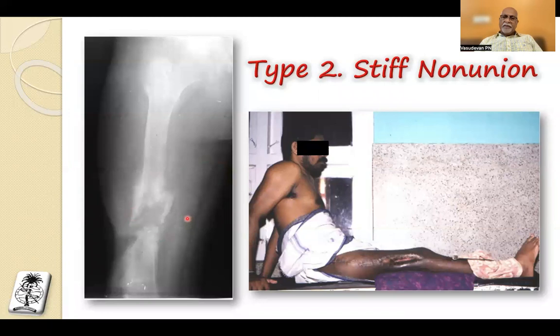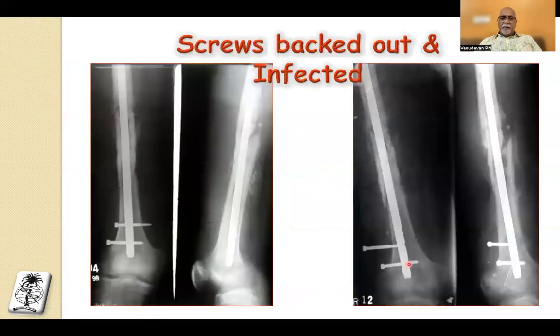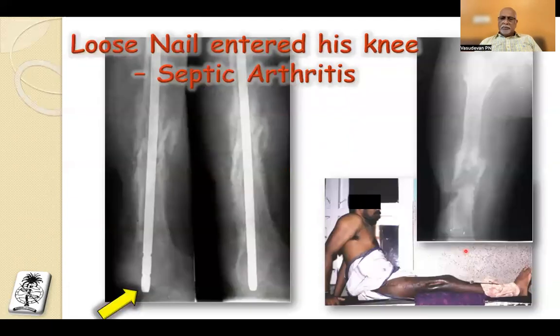I'm giving you an example here. A type 2 stiff non-union. You can see some sort of callus there. But you can see the old infected scar and the black colored post-infective sequelae. It was an original case of interlocking nail for probably a fracture shaft of femur that got infected, and the screws backed out, and the nail entered the knee joint, developed septic arthritis, and the knee was completely stiff.